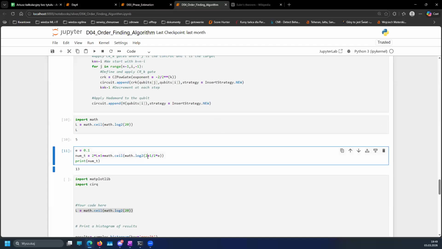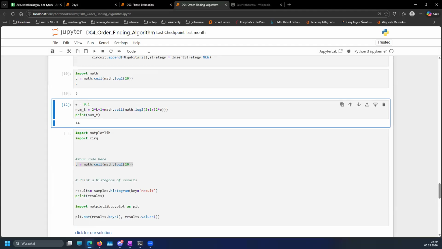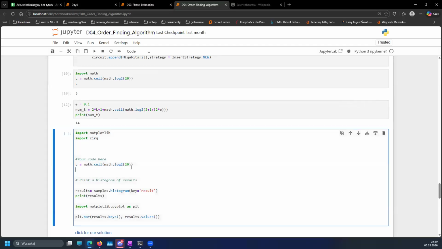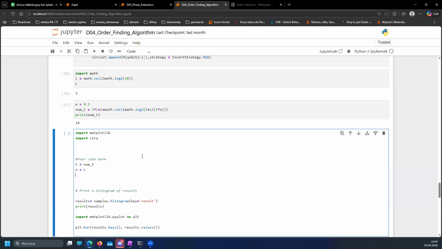Okay. And I believe I made a typo somewhere. Okay, here. I forgot about the parentheses. Okay, 40 now. And okay, so we can of course also apply the size of the registers. So now we need to deal with different conventions of naming variables.